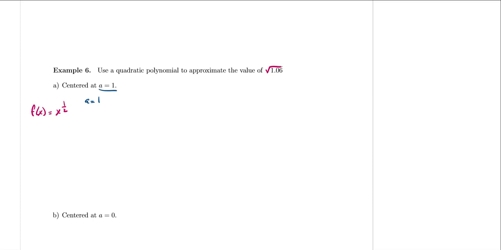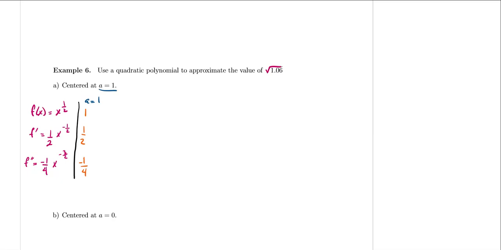Now lucky for us, we're only going for a quadratic polynomial, so we're only going to second order. So what would be our first and second derivative? Well, the first derivative is going to be 1/2 x to the negative 1/2, and our second derivative is going to be negative 1/4 x to the negative 3/2. Now evaluating at a equals 1, it's a nice value to plug in. For the function value we get 1, for the derivative we get 1/2, and for the second derivative we get negative 1/4.